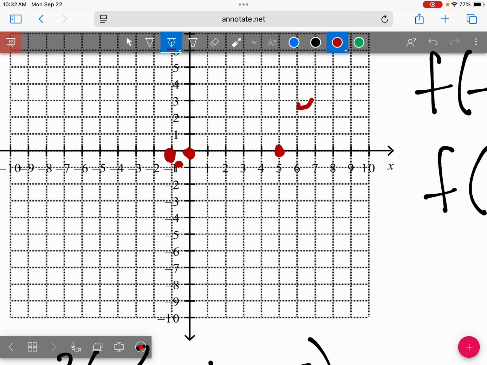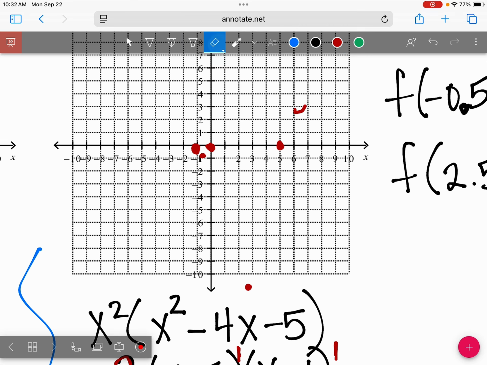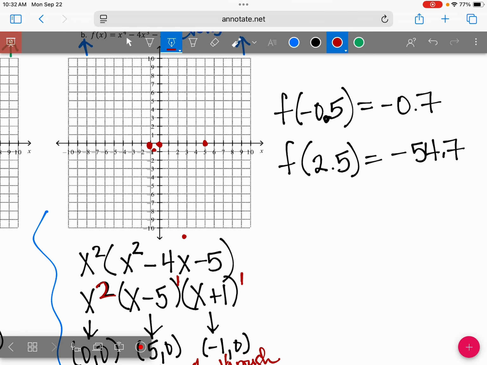So again, like I said, if it's ever off the chart, nobody's counting down to 54. That is unrealistic. But I do put it under the chart or under the graph, and I label it to show what that point represents. So I'm going to do that to show that the point that's off the graph is (2.5, -54.7). Okay, so let's go ahead and do it.